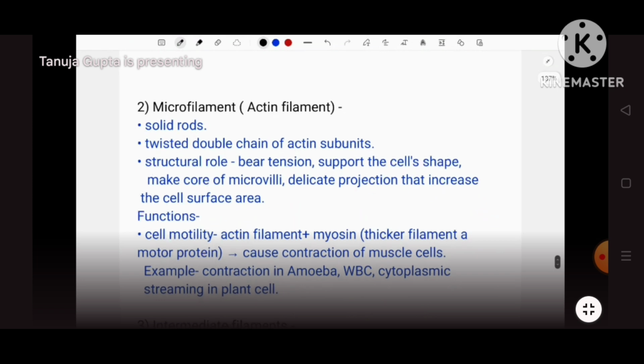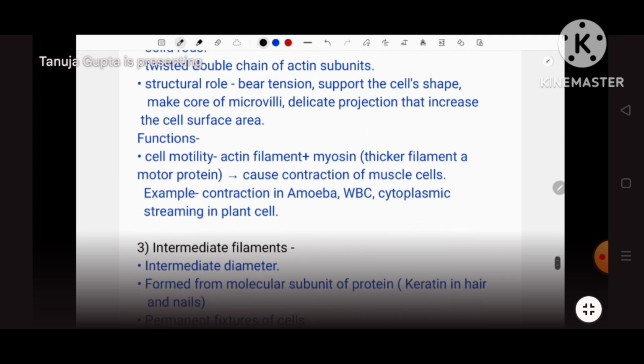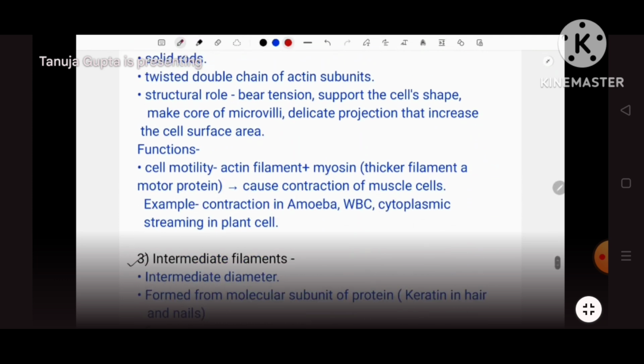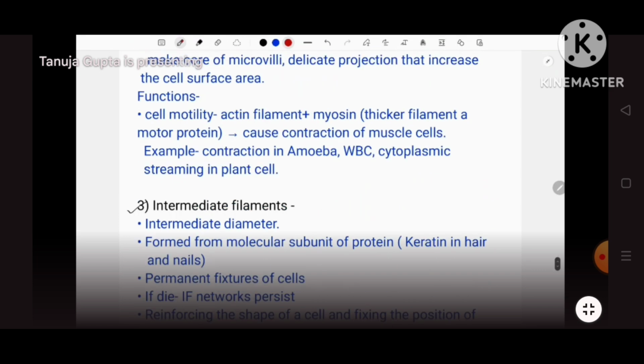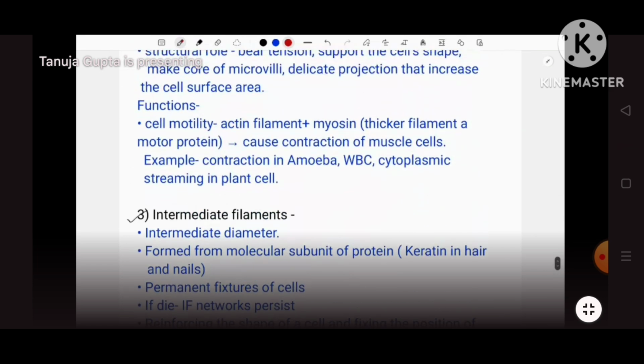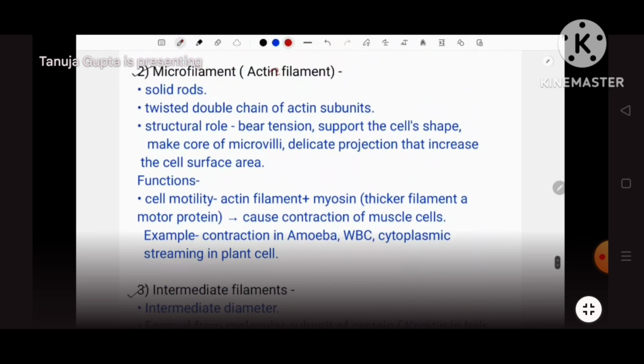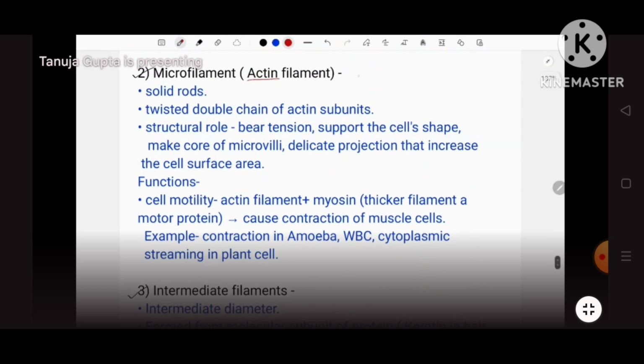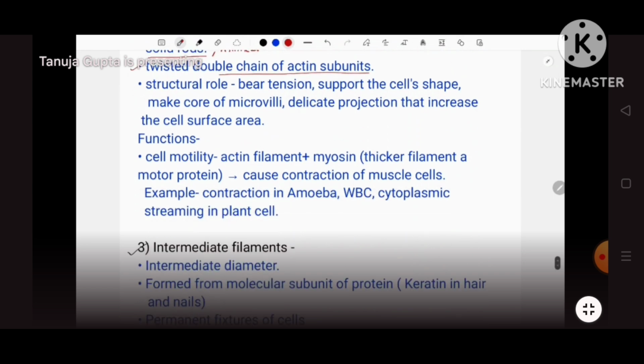Okay, microfilament. I told you there are 3 components in the cytoskeleton. One is microtubule, second is microfilament, and the third one is intermediate filament. So the second one is microfilament. So what is microfilament? I told you it is made up of actin filament. Remember, 2 filaments coiled around each other. So it's a very solid rod and the thinnest. A twisted double chain of actin subunits. It is twisted.